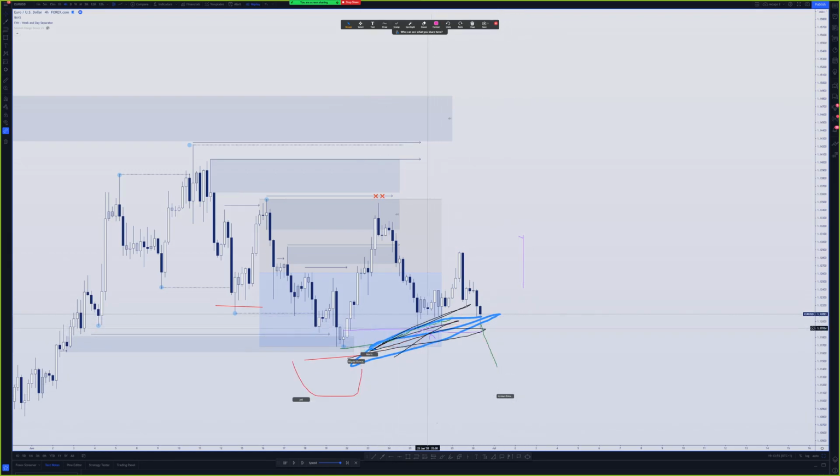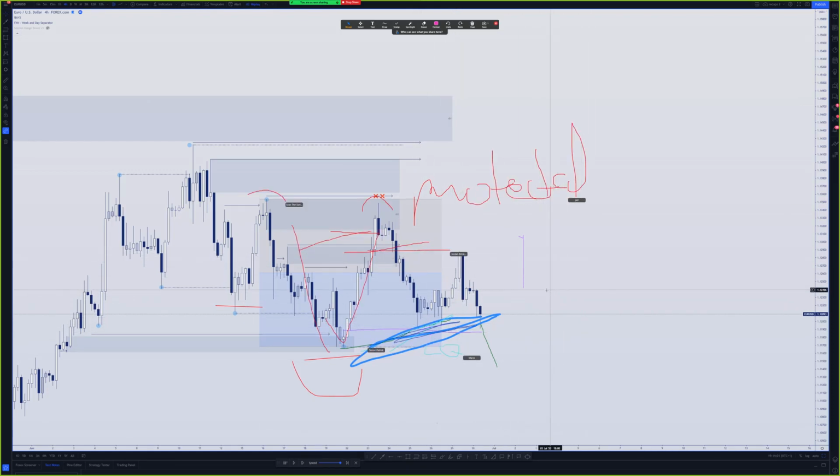We're just doing a pullback, it looks like, and I think that's the healthy thing to do, at least on the 4 hour, right? Does this say mitigated? Oh yeah, and there's also liquidity here too, right? But here's the thing. Whoever put this, I'm guessing you meant to say mitigated. Can't really make out your writing. I agree, this has been mitigated.